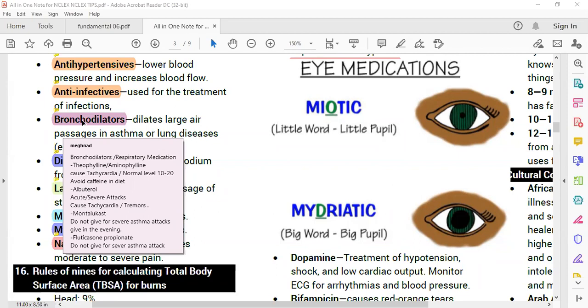Another group is called fluticasone. Fluticasone is a bronchodilator, but do not give it for a severe asthma attack, right? What do we educate our patient about bronchodilators? For example, if a patient needs to take a bronchodilator and a steroid together, always give the bronchodilator first before you give the steroid, during the breathing treatment.